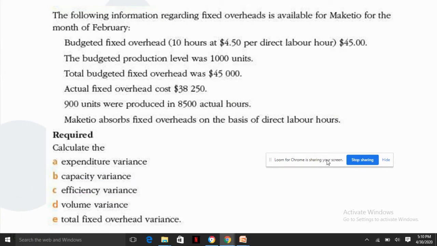The following information regarding fixed overheads is available for Marketio for the month of February. Budgeted fixed overhead is 10 hours at 4.5. The budgeted production level was 1,000 units. Budgeted fixed overhead was 45,000. Actual fixed overhead is $38,250. 900 units were produced. Take note, 900 units were produced, but 1,000 was budgeted for. That is telling us we should flex the budget to reflect 900 units so that we can compare like for like. Marketio absorbs fixed overheads on the basis of direct labor hours. So our OAR will consider direct labor hours as the activity level. So we are to prepare expenditure variance, capacity variance, efficiency variance, volume variance, and total overhead variance.